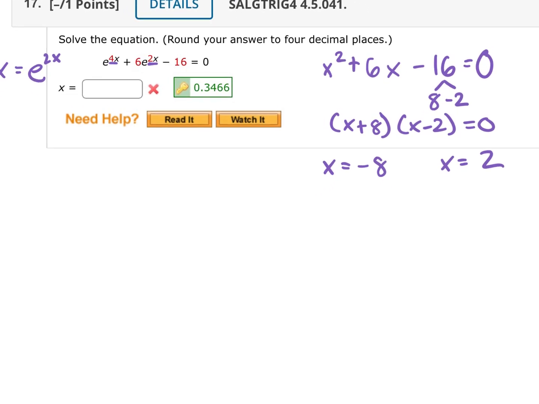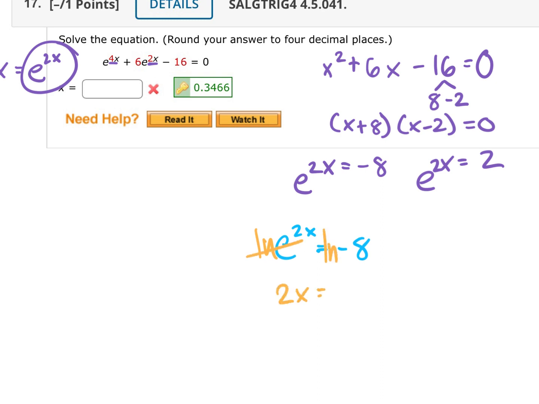Now we changed e to the power of 2x to be x. We've got to change it back. So this is e to the power of 2x and e to the power of 2x. So just don't forget to change it back. Now, how do I get rid of the e when I'm solving here? If I have e to the power of 2x is equal to negative 8, we take the ln of both sides.